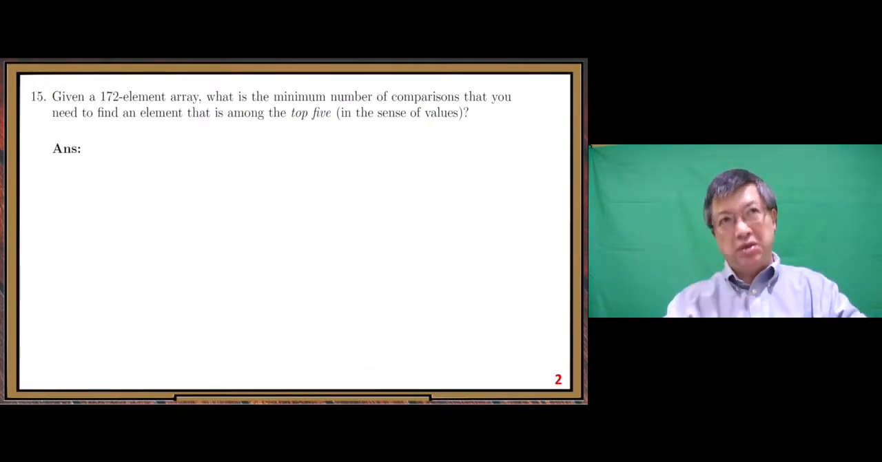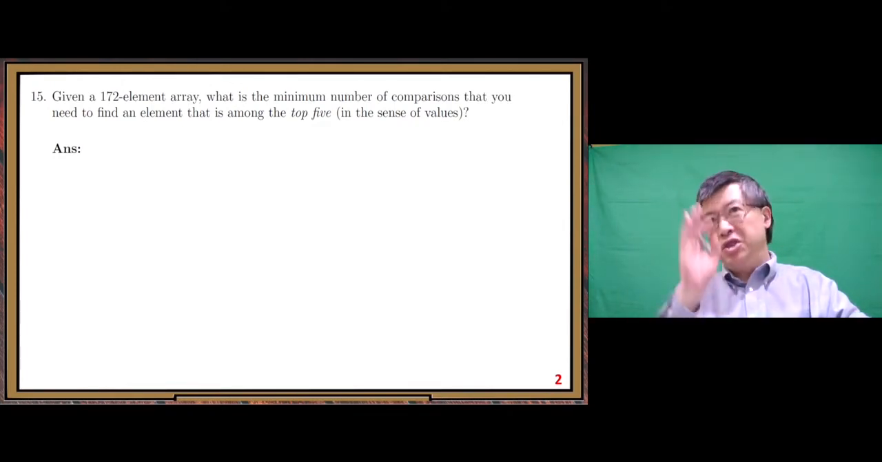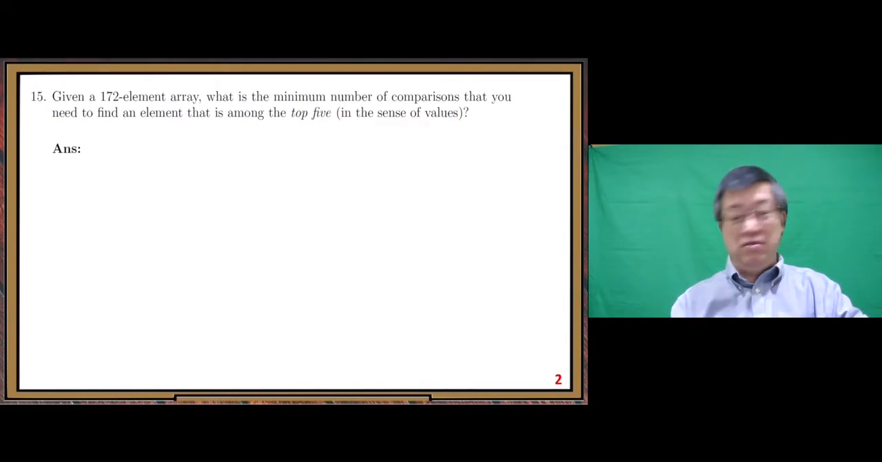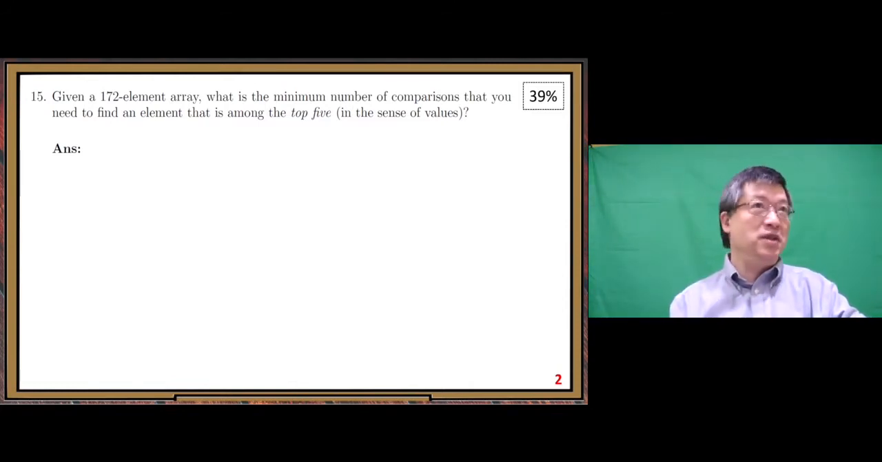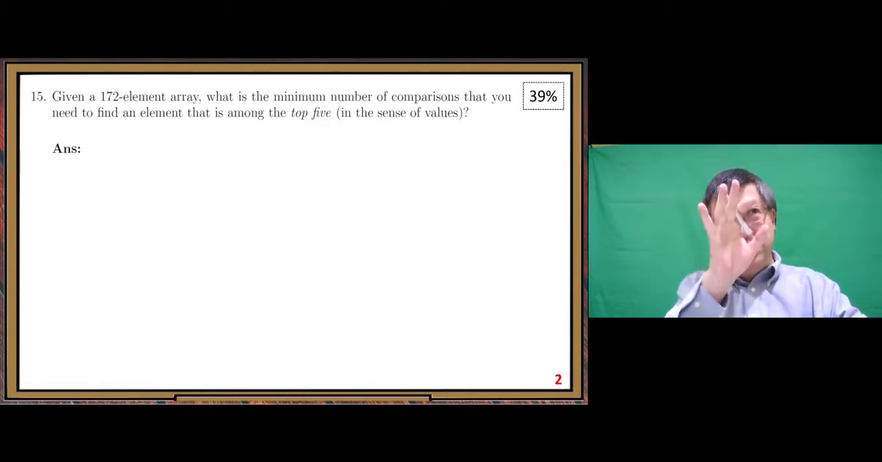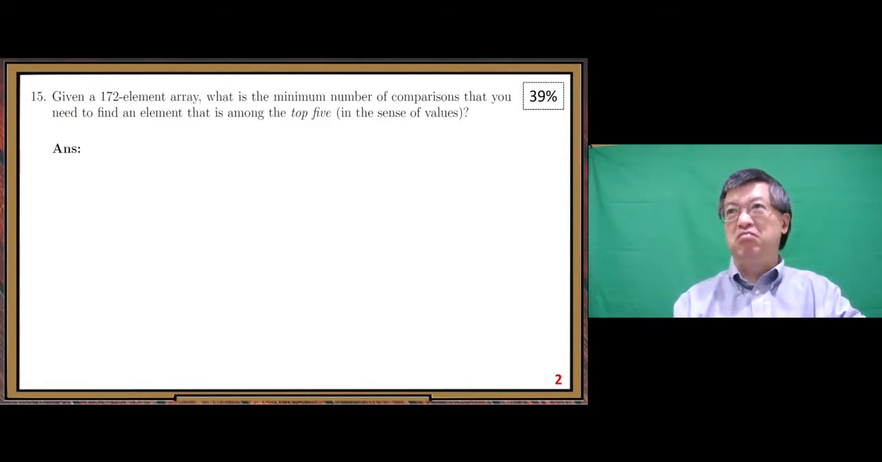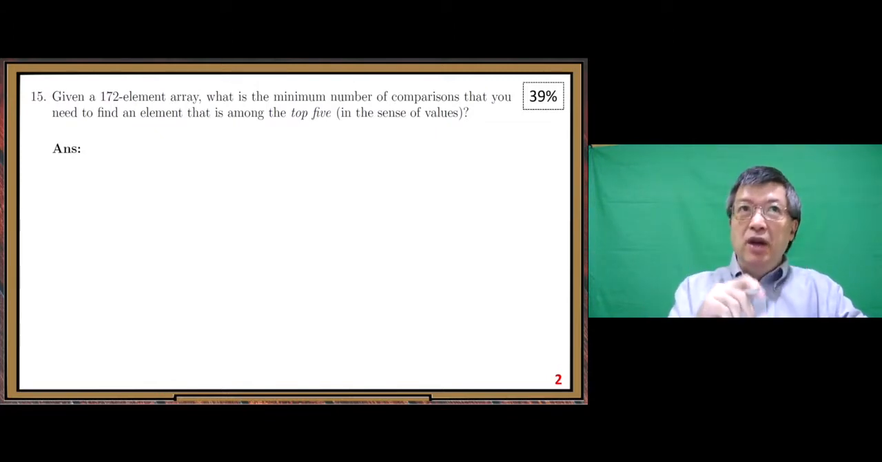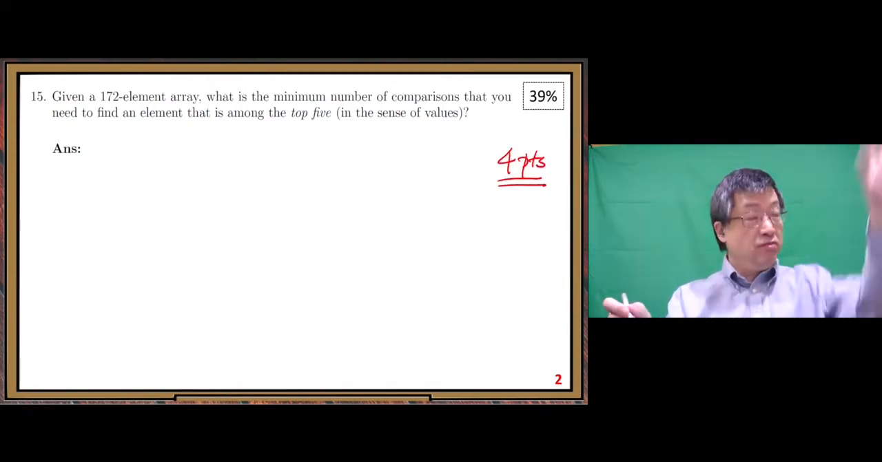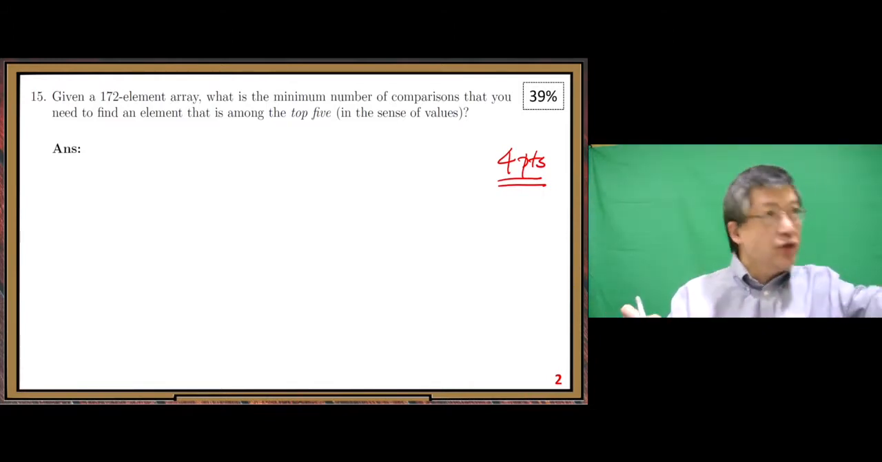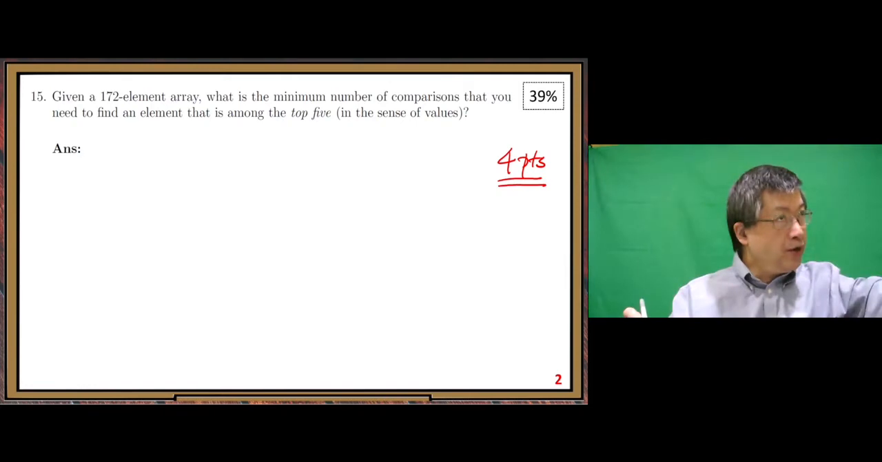So this one. I gave you a hint in one of my videos, but still many students miss this one. 39%. Close to 40%. Think about that. Every 10 students, there are 4 who miss this question. When I talk about miss, if you only miss 1 point, each question is 4 points. No matter if it's an easy question or a hard question, 4 points.